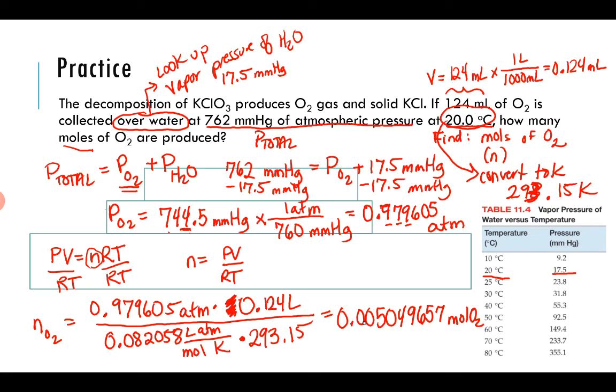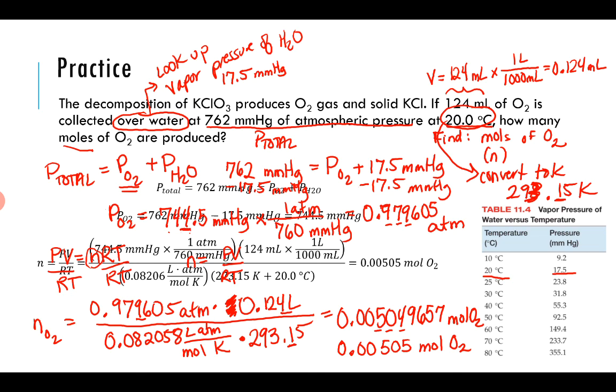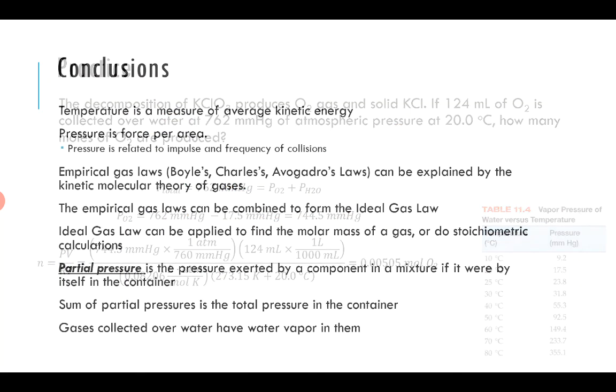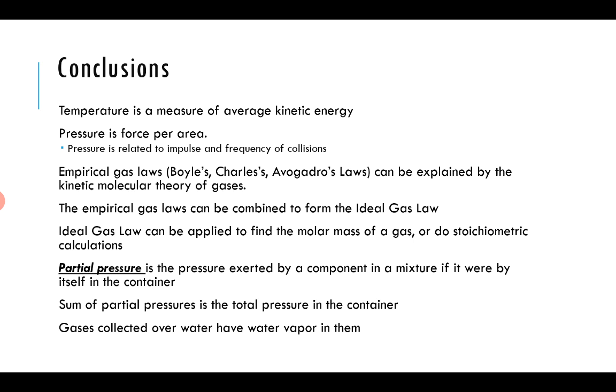And now I have to worry about sig figs. There are 3 significant figures in my pressure. There's 3 significant figures in my volume. And once I convert that into Kelvin, that's significant to the tenths place. And so there's actually 4 significant figures in my temperature. So now I round to 3 sig figs. And so that is 0.00505 moles of O2. So you can go through the typed math as well. All right, that concludes our talk about partial pressures.